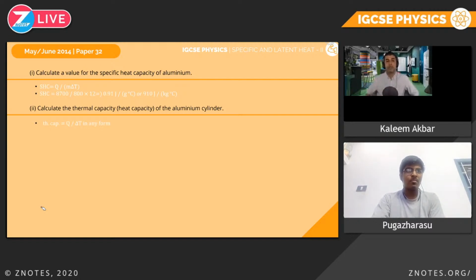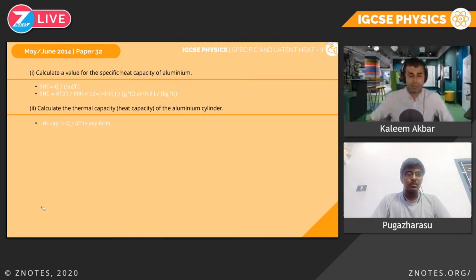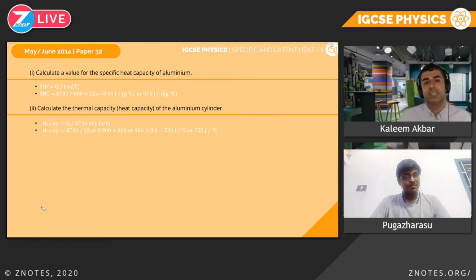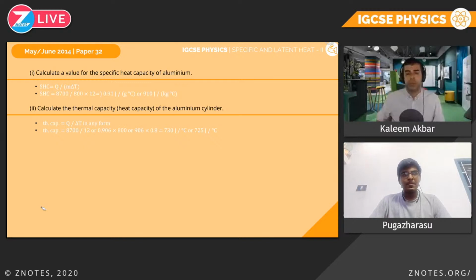Thermal capacity doesn't. So thermal capacity is basically energy, quite often in mark schemes written as Q, divided by change in temperature. Here it is delta T, sometimes written as delta theta. So we've already got the numbers. So it's 8,700 divided by 12, which basically gives us 730 joules per degree Celsius. The difference between specific heat capacity and heat capacity, we just drop the kilogram. I hope that makes sense at home, guys.